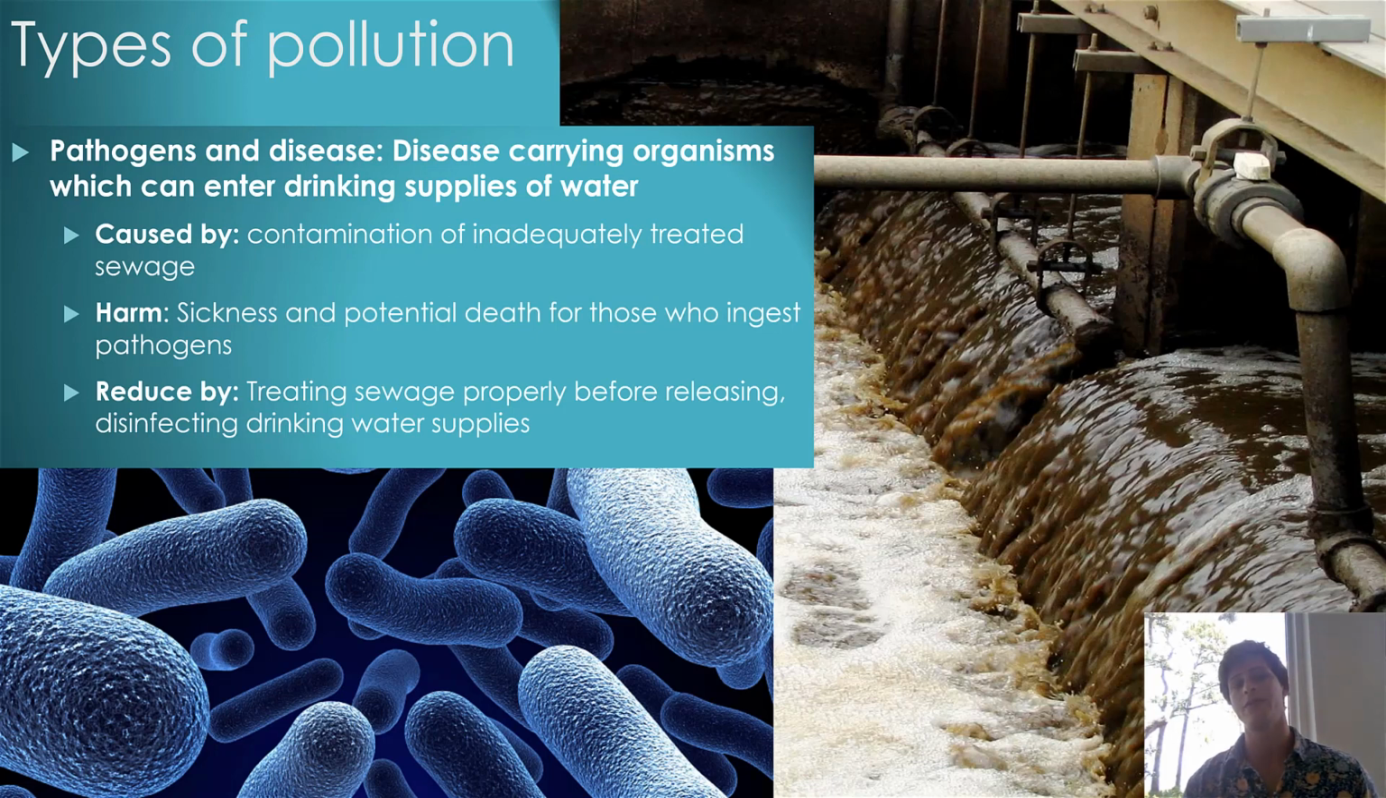So in addition to these different material forms of pollution, there are also several types of pathogens that are typically considered a form of pollution, even though these are biological organisms. Pathogens and disease are disease-carrying organisms which can enter drinking supplies of water. And this is caused by contamination from inadequately treated sewage. And this can cause harm, particularly in people, by sickness and potential death from those who ingest pathogens.